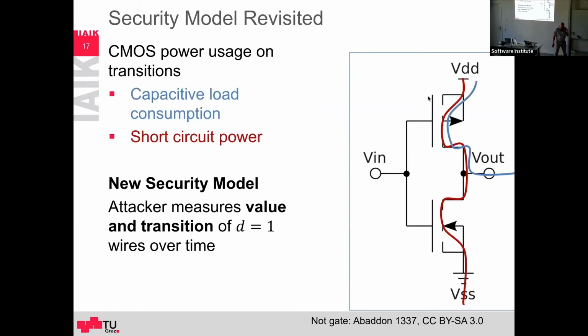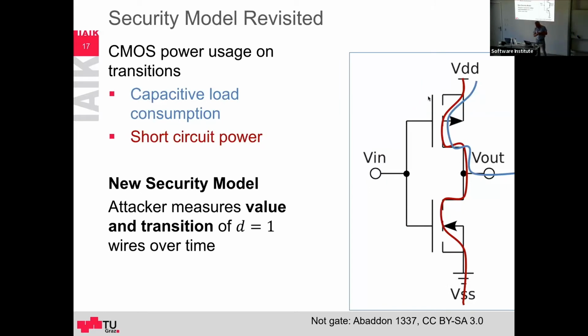If you look at modern chips, their power usage is sort of related to values on a wire, but it's much more related to toggling. If you switch the value on the wire, this costs power. If you keep the value the same, this doesn't cost any power. Approximately, right? And this has to do with short circuits and capacitive loads. But this gives us a new security model, which is more realistic. Namely, the attacker can measure two things: one, the value of the wire, and two, any transitions.